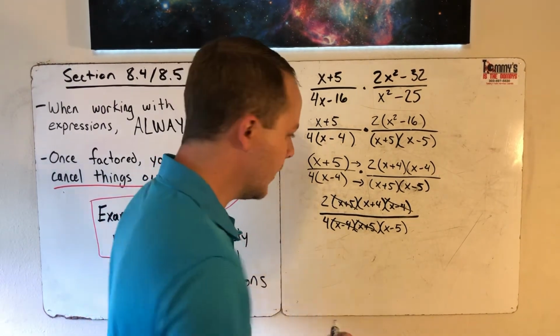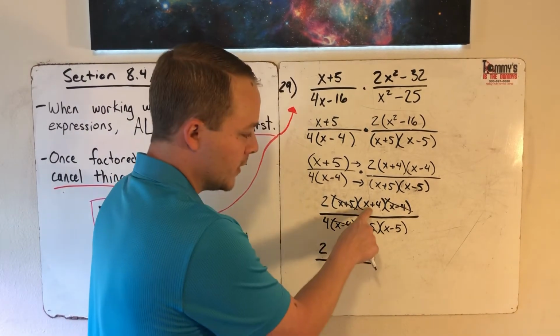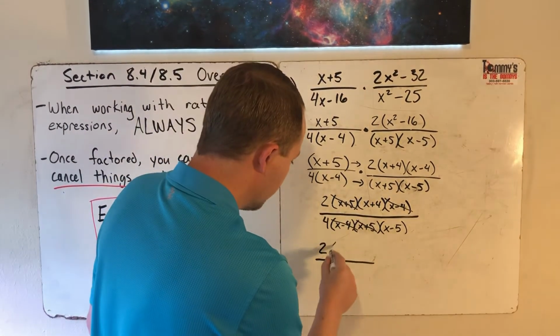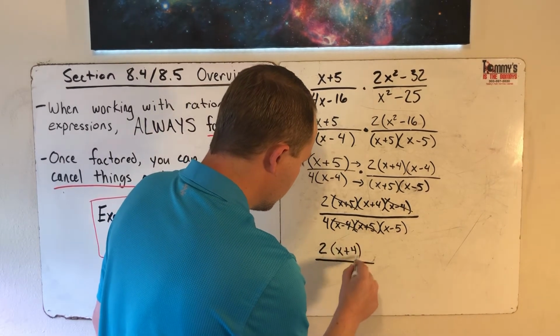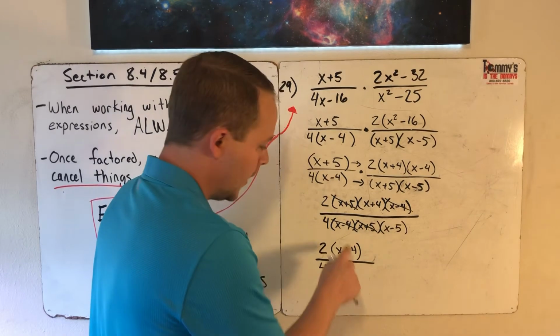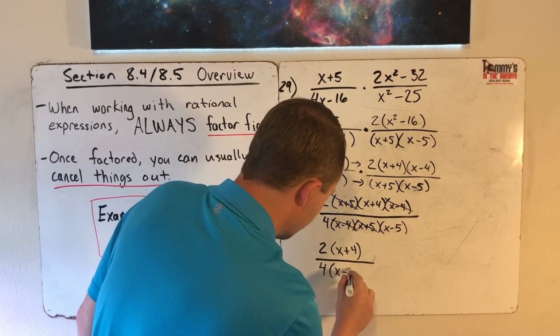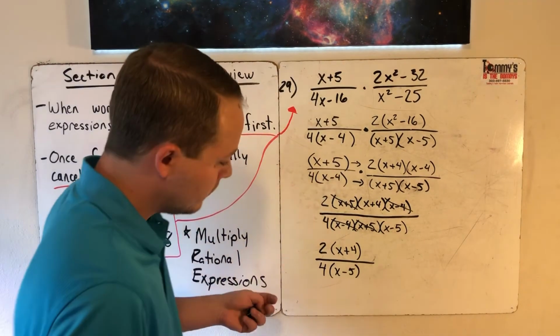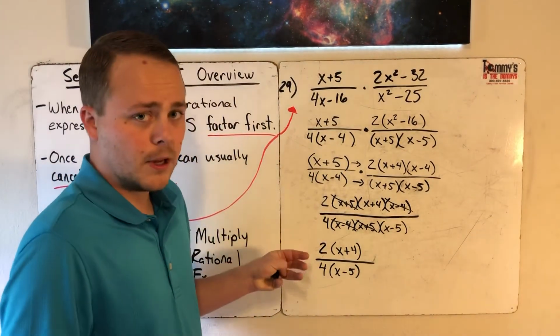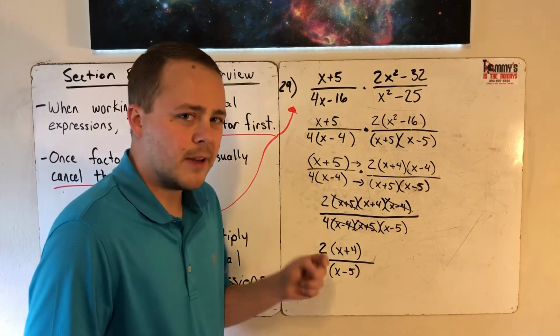So let's write what we have left. We have 2. The only thing that's left up top is an x plus 4. Okay? Now on the bottom, we have a 4. And all that's left there is an x minus 5. So that's almost it. But if you look at it, you have a 2 on top and a 4 on the bottom, and that can simplify a little bit farther.